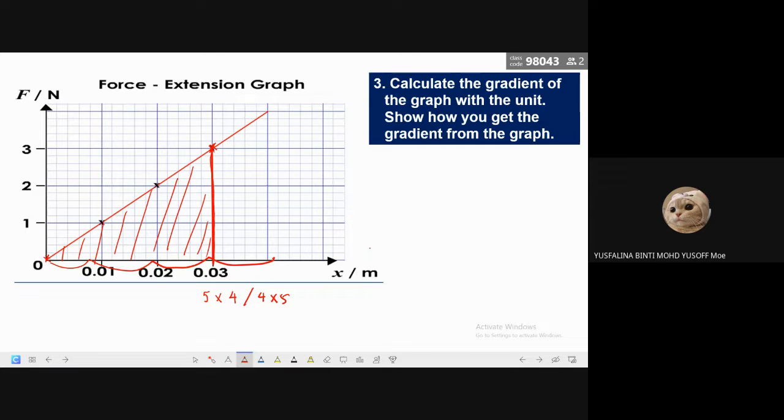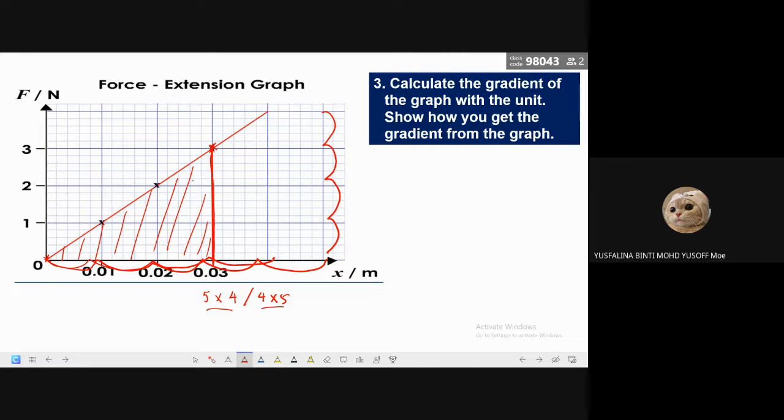But in the exam later, we usually take up to 5 readings. This one only has 3 readings, so you cannot get 5 times 4 or 4 times 5. But if we take 5 readings, yes, you can take 5 times 4 or 4 times 5. So this one is counted as 1, 2, 3, 4, 5, and this one can be 1, 2, 3, 4.